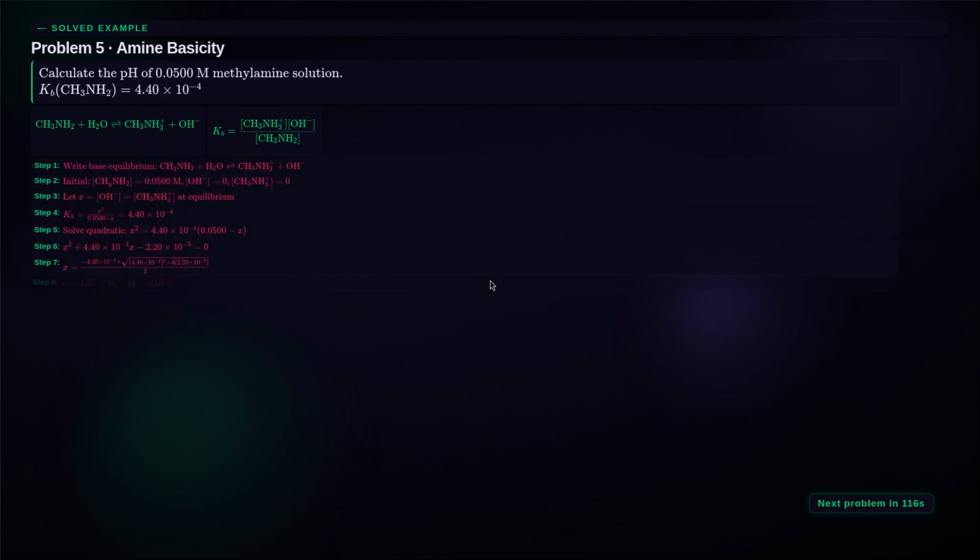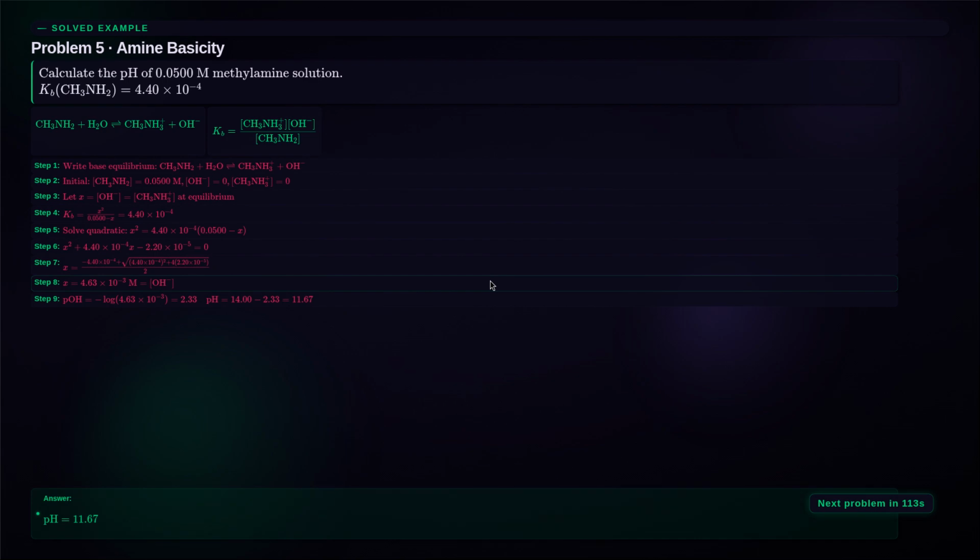Problem 5. Amine basicity. Calculate the pH of 0.0500 molar methylamine solution with Kb of 4.40 times 10 to the minus 4. Step 1. Write the base equilibrium for methylamine reacting with water to form methylammonium and hydroxide. Step 2. Initial concentration of methylamine is 0.0500 molar. Hydroxide and methylammonium are 0. Step 3. Let X equal the hydroxide concentration at equilibrium.